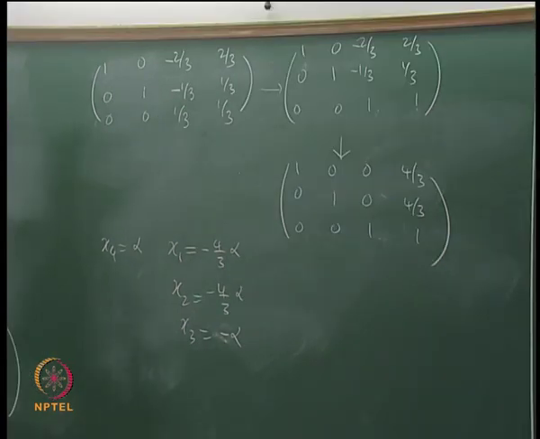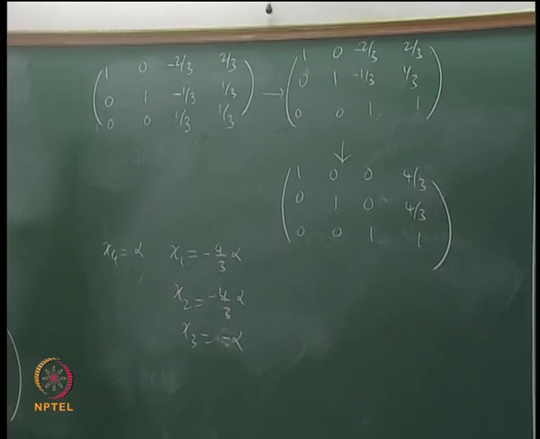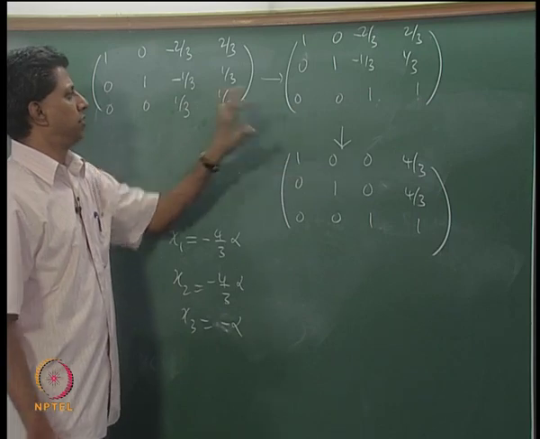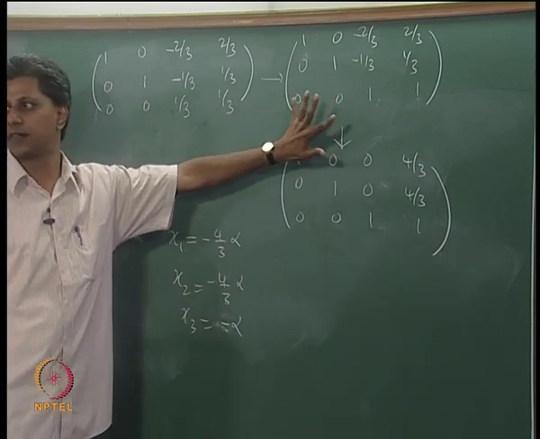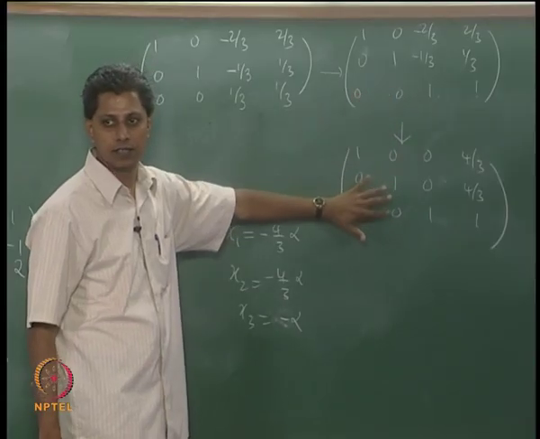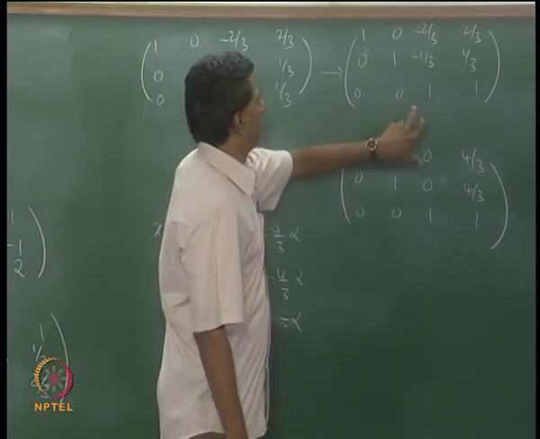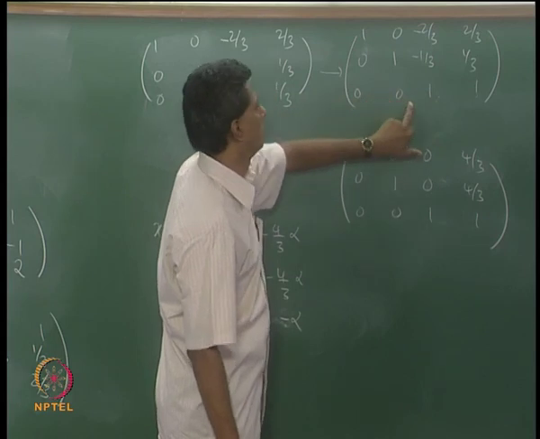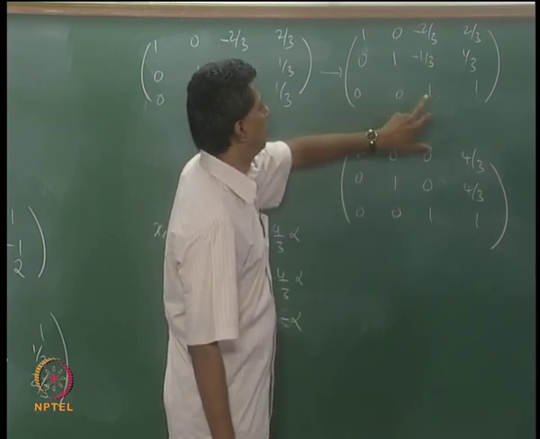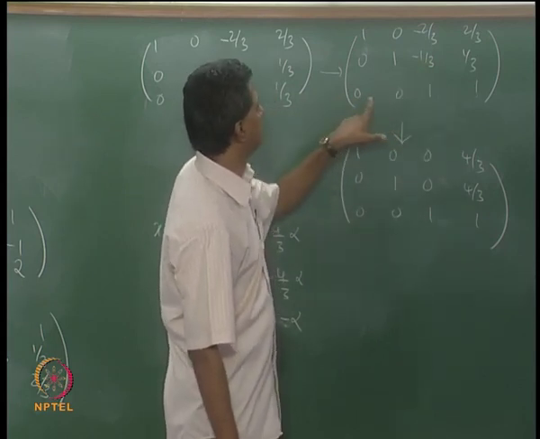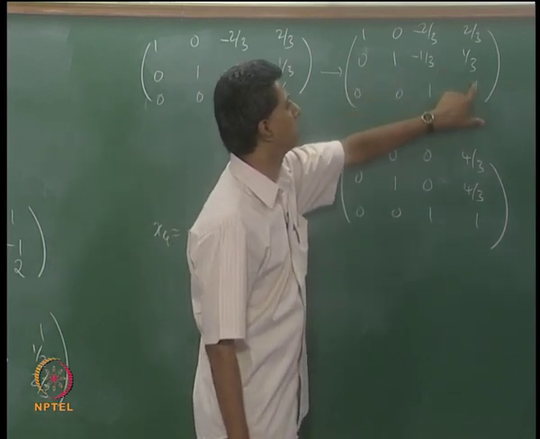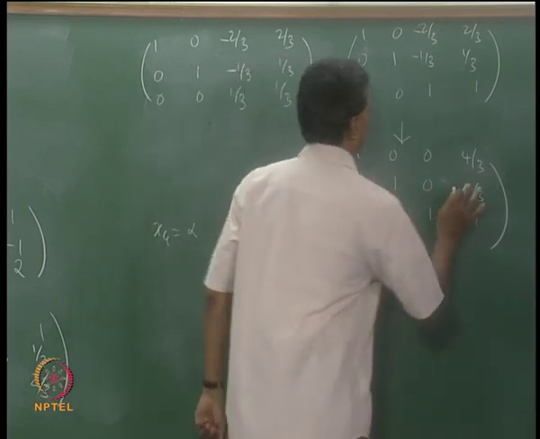There is a problem with the solution. From this step to this step it is correct. From here to here, I am keeping this as the pivot row, then 1 by 3 times this plus this, so this becomes 0, 1 by 3 times this plus this, 2 by 3. Oh, this is 2 by 3.